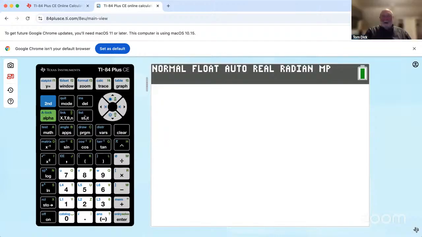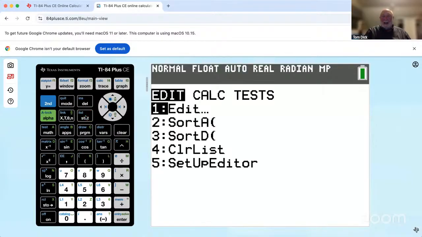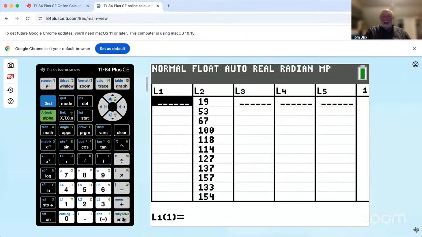I'm going to go back to the stat editor here, and I went ahead and took the liberty of entering the number of pythons that's varied from year to year. But I didn't enter the year number, and Steve said he wanted years since 2000. That turns out to be just the numbers 1 through 25.